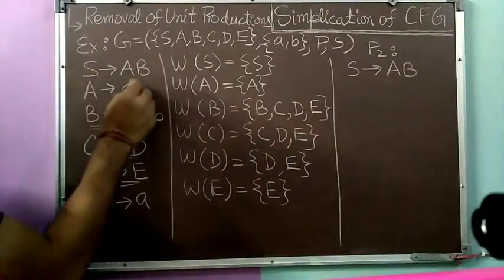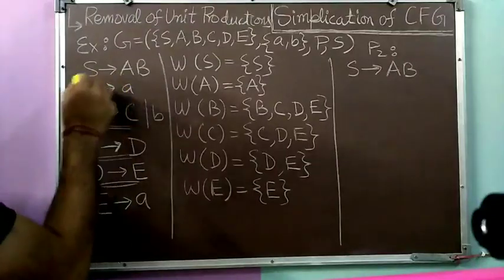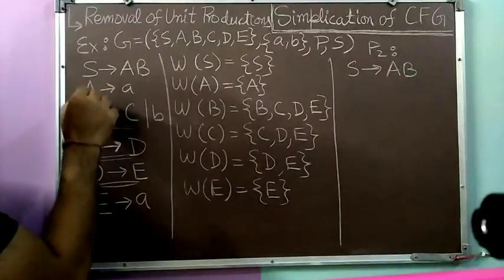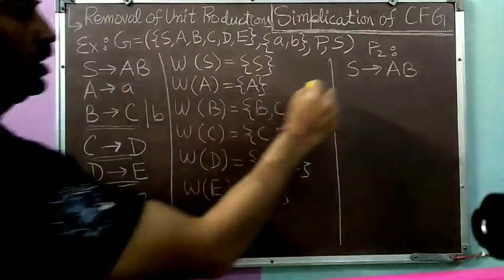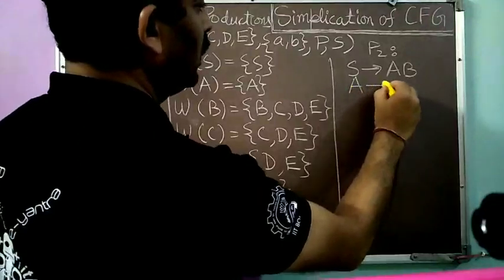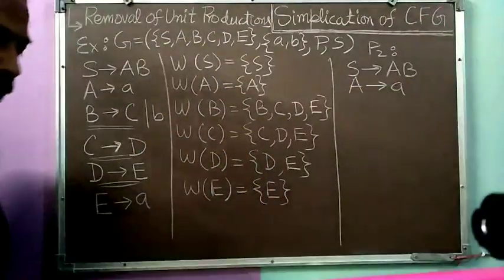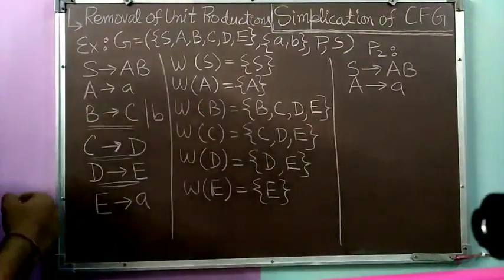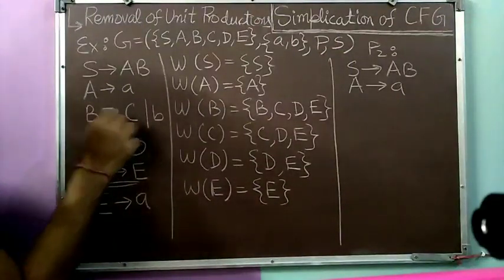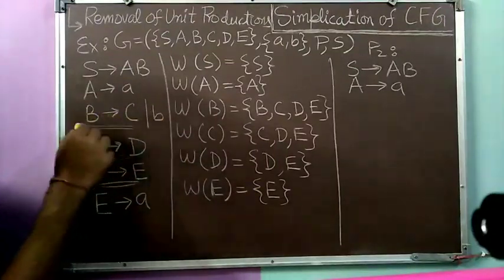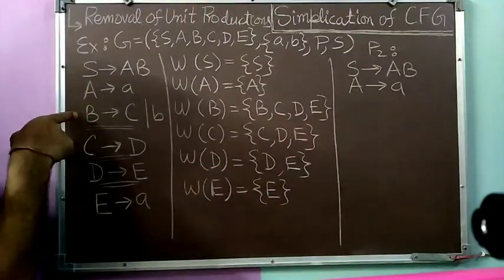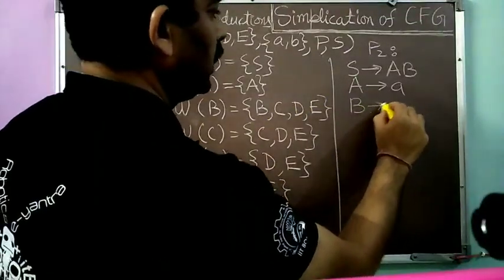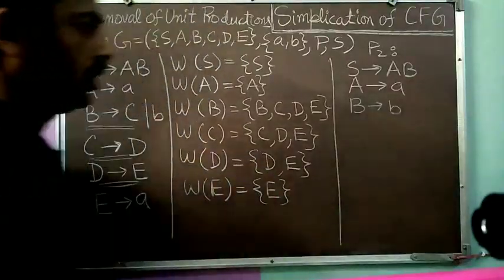Then I will look at the productions of A. There is no unit production of A. There is only the non-unit production of A, so it will also be included as it is: capital A to small a. Then I will come to the productions of B, the third variable. B to small b is a non-unit production. So first I will include all the non-unit productions of B.